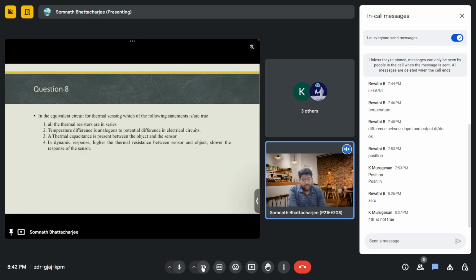So in case of thermal sensing, which one is true? First we need to know what is the equivalent circuit of thermal sensing, obviously, and I guess that was in the lectures itself.